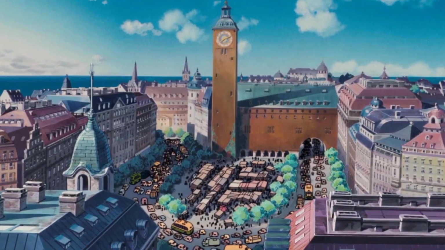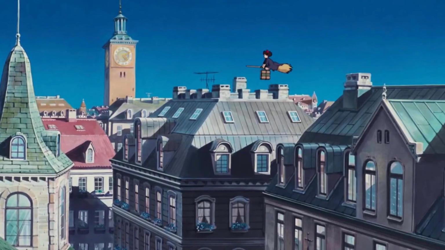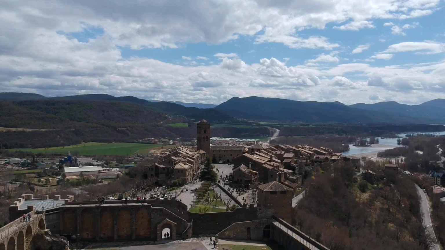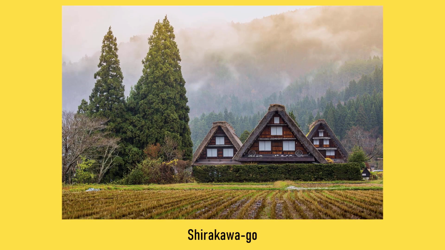I've got a couple of ideas of towns that I've seen in films that I quite like. The one that comes to mind first is the town from Kiki's Delivery Service. I like the colours they use, I like the style of buildings, and I think it's very quaint. There's also a couple of places in real life that I could think of, such as the small village of Ainsa that I went to in Spain a couple of years ago. There's Mont Saint-Michel in France, or Shirakawa-go in Japan.